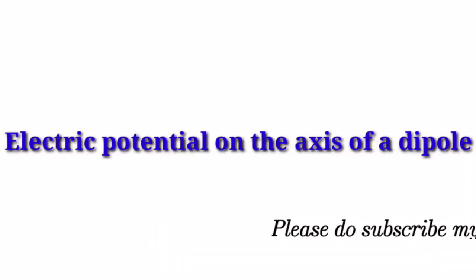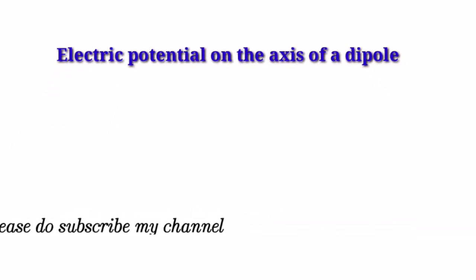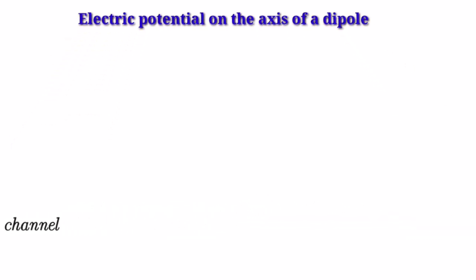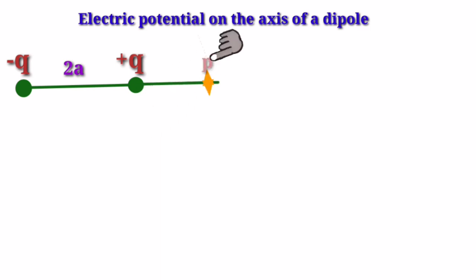Now, we are going to derive the expression of electric potential on the axis of a dipole. At first, we consider a dipole of length 2a, as shown in the figure. We have to find the electric potential at point P, which is at a distance x from the center of the dipole, and the point P lies on the axis of this dipole.